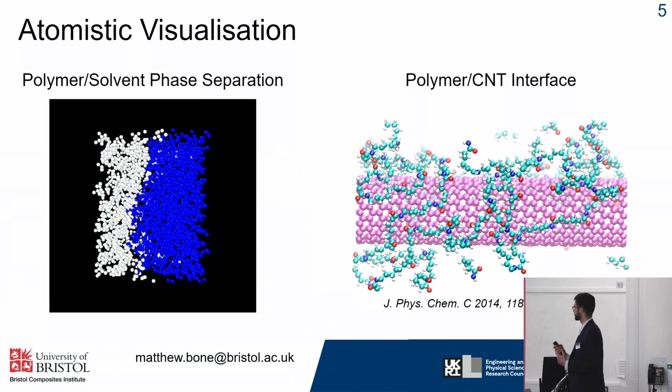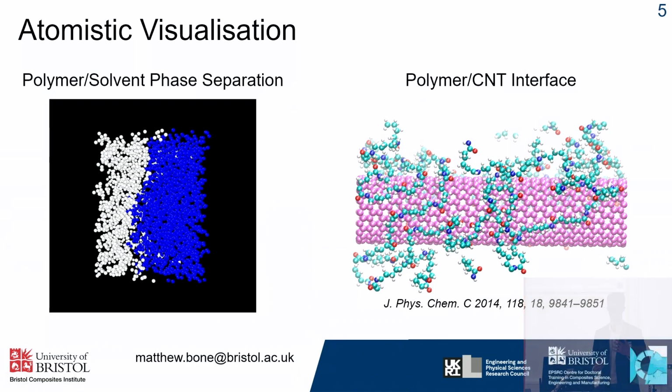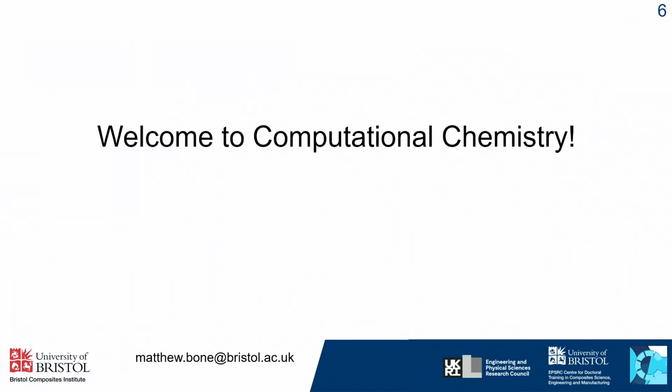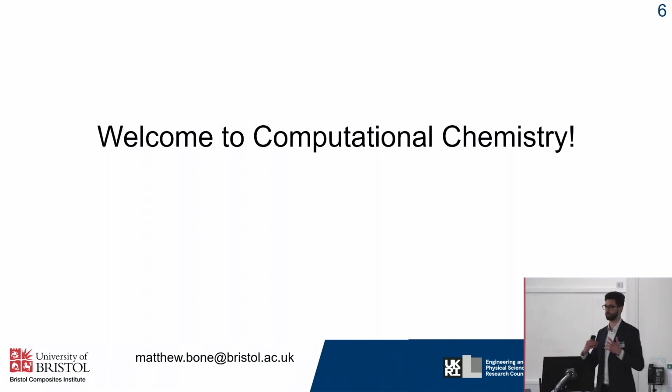In a more composites case, we can look to the literature and see something like a polymer and carbon nanotube simulation, which allows us to model that interface and augment that polymer to try and improve the interaction between the two components. So that's a whistle-stop tour through computational chemistry, and hopefully you can see now where the sort of advantages are in terms of speed, cost saving, and sustainability.